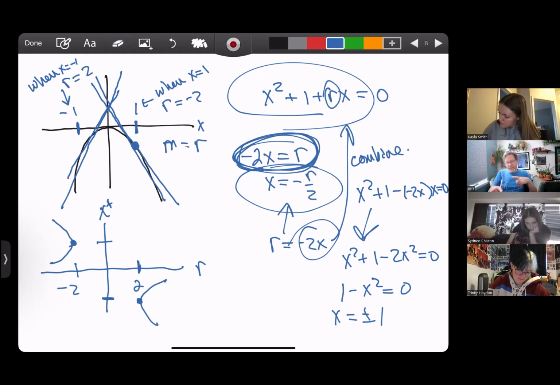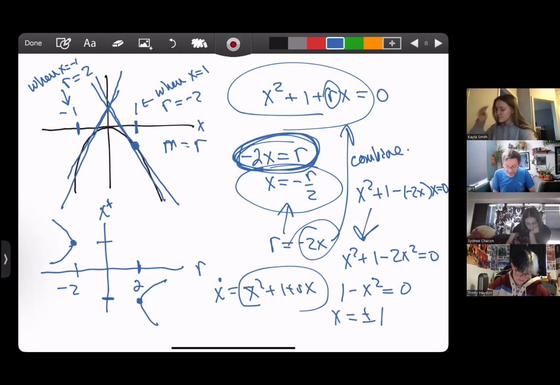Last thing to do is to adjust the stability, so put dotted lines or solid lines. To do that, I have to go in here and decide, in x dot equals x squared plus 1 plus rx, is x dot positive or negative in each of these regions? That'll require a little bit more work that I think I'm going to ask you to do.